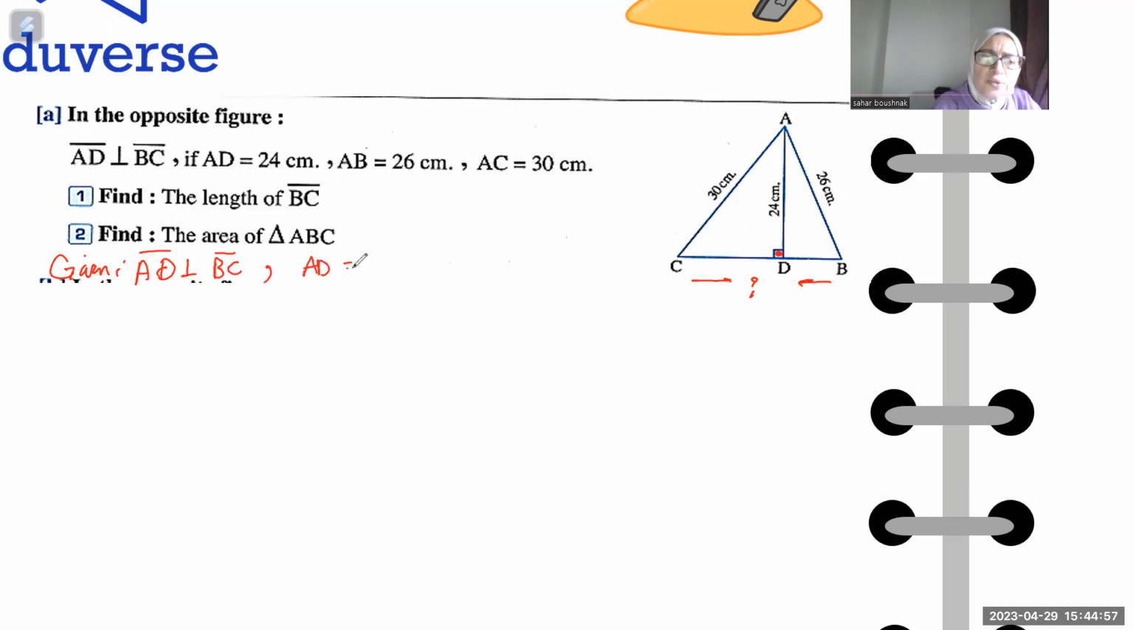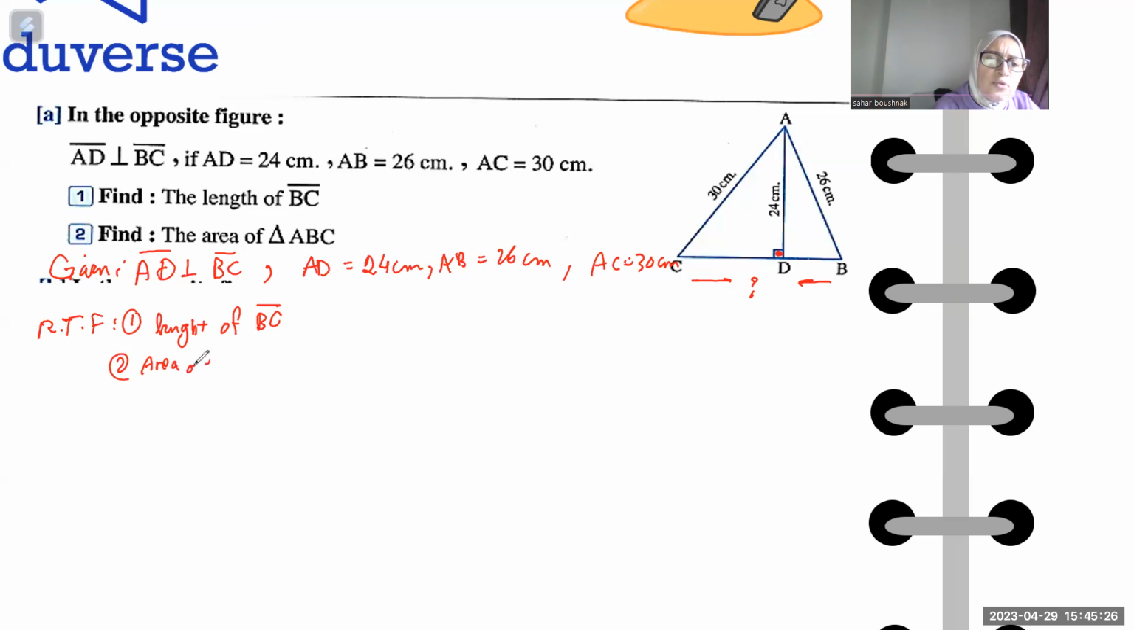AD equals 24 centimeters. AB equals 26. And AC equals 30 centimeters. Required to find: the length of BC and the area of triangle ABC. Let's make the proof.